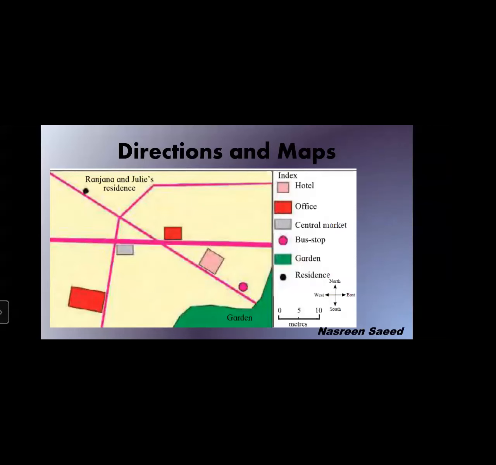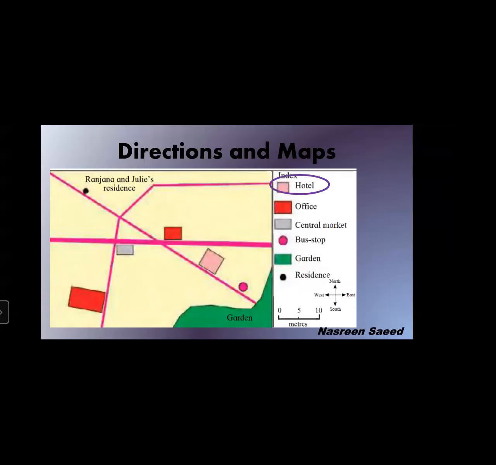Now I'm doing textbook page number 85. What's the solution? This question I'm doing. The question is: Ranjana and Julie are going on a picnic. They want to go from their residence, that means their house, to the garden. Where they want to go? To the garden. They have a map of the area. This is the map of the area. Help them find out the distance from their residence to the garden and help them find out the direction of the garden from their residence.